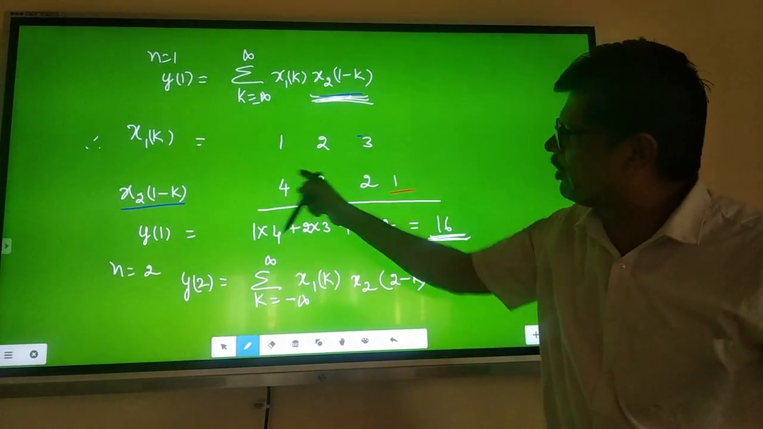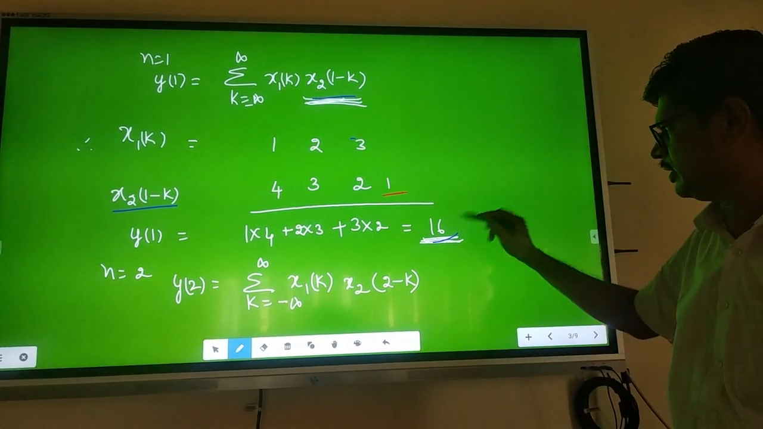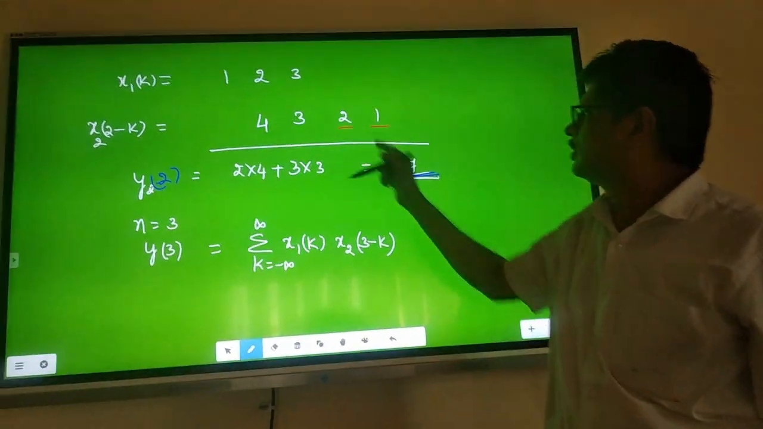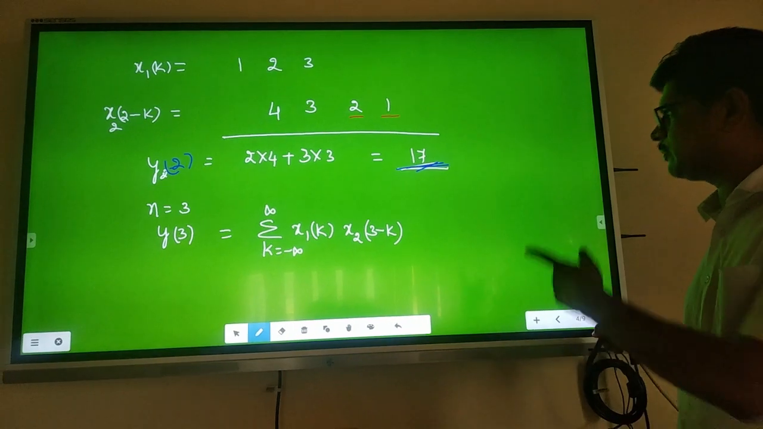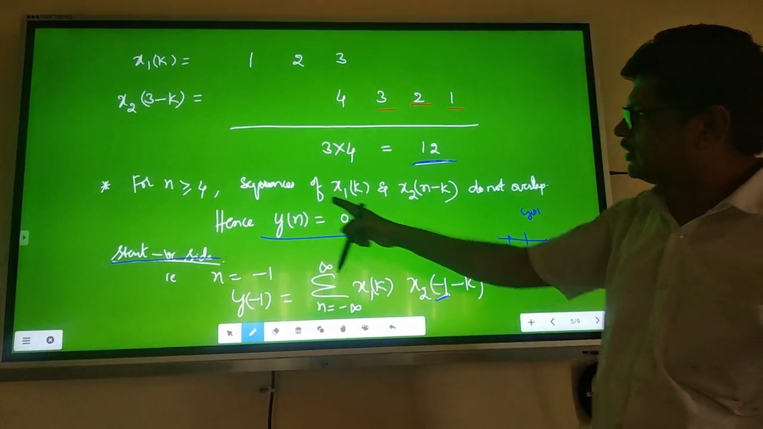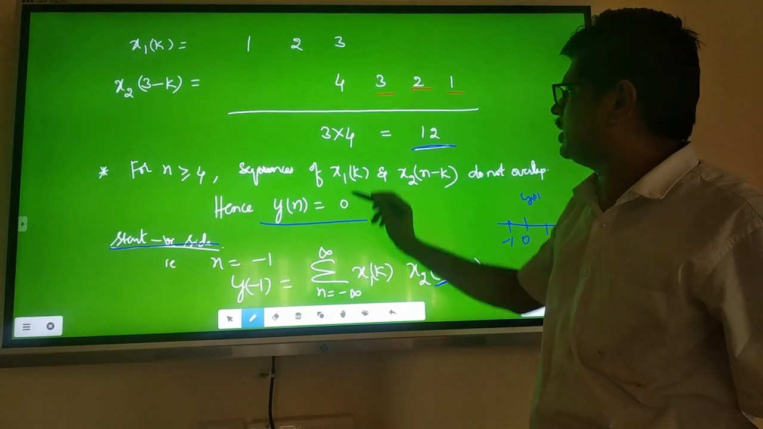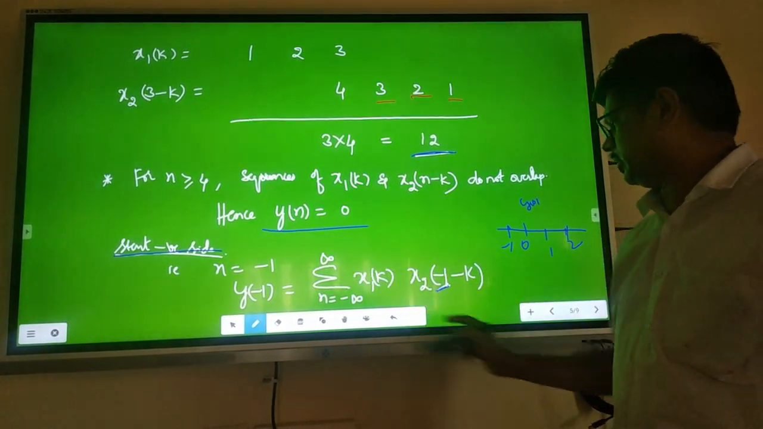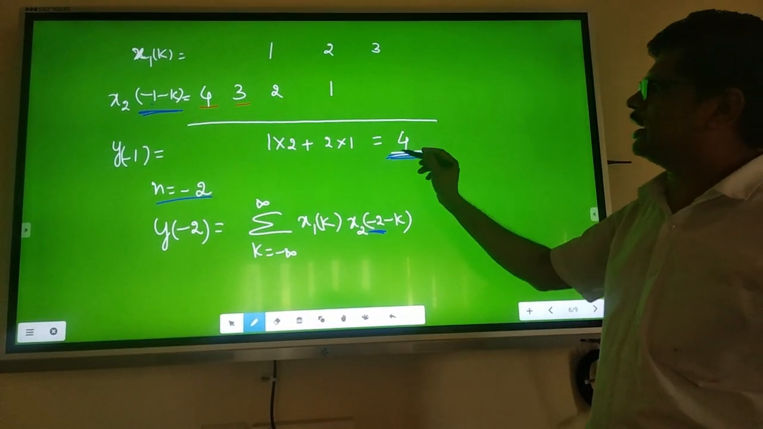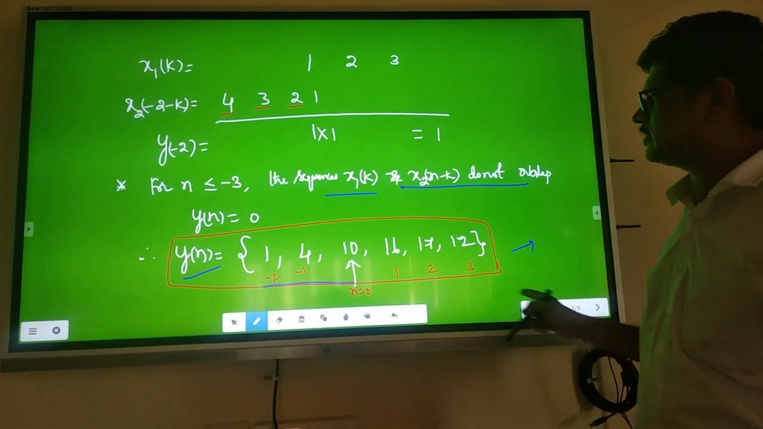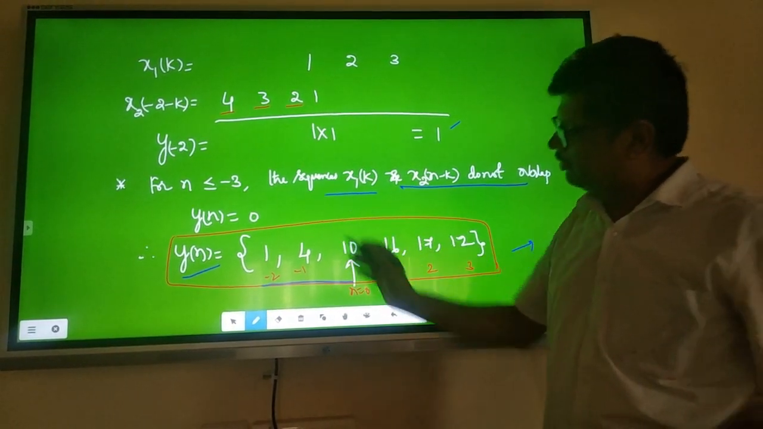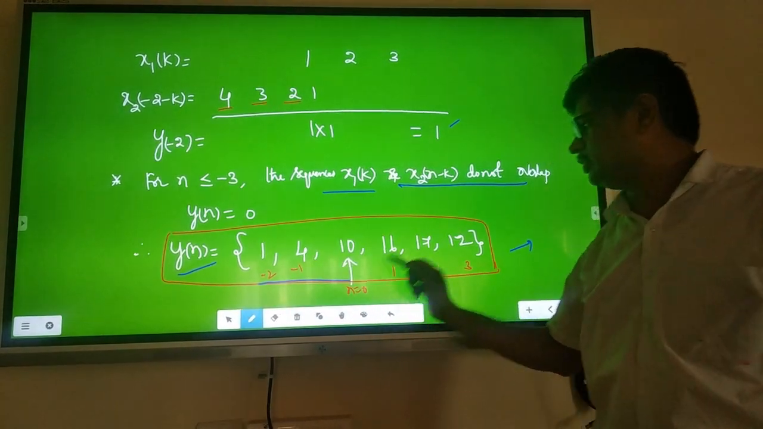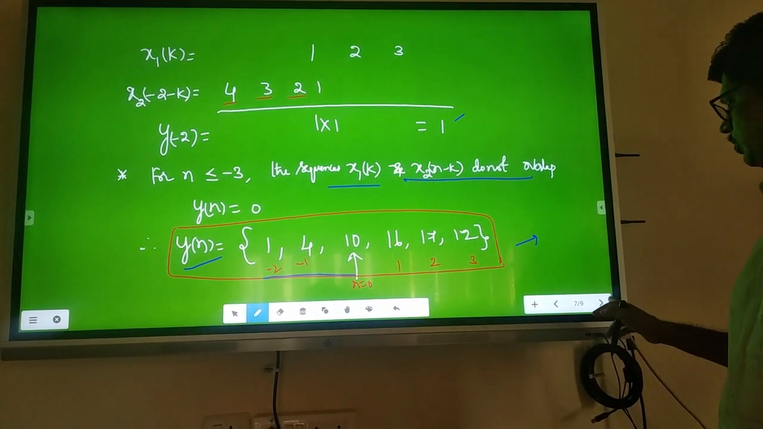Second time, n is 1. Then shift by 1 in minus k, right shift. Then multiply and add and you will get 16. Then n is 2, multiply and add, you get 2 shifts, then you will get 17. Then n is equal to 3 shifts right side, you will get 12. Then stop shifting right side because it goes outside. There is no overlapping, so y of n is 0. Similarly, now start left side, n is equal to minus 1. Left shift, you will get the answer as 4. One more left shift, answer as 1. Then one more shift left, you will not get overlapping, stop. Then y of n is equal to 1, 4, 10, 16, 17, 12. This is how you get the output.